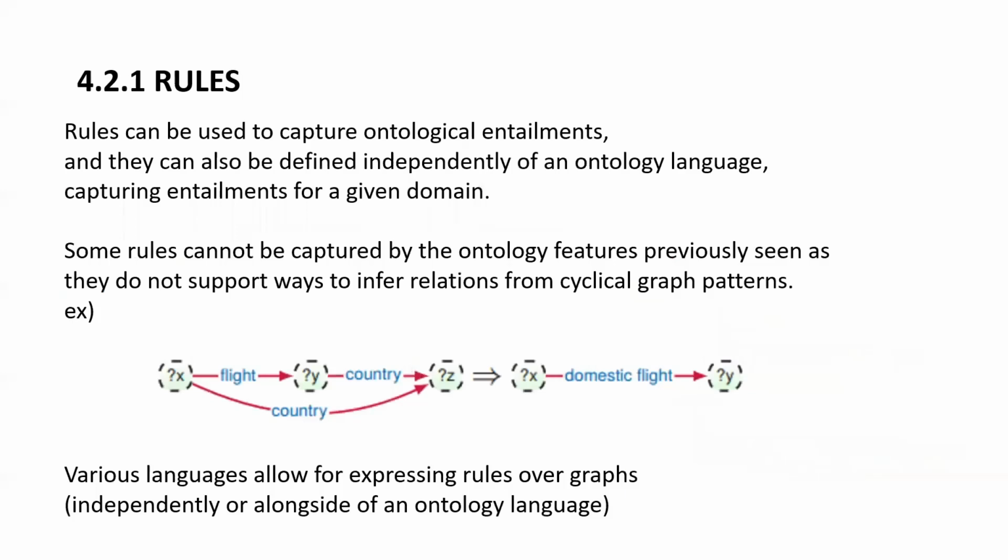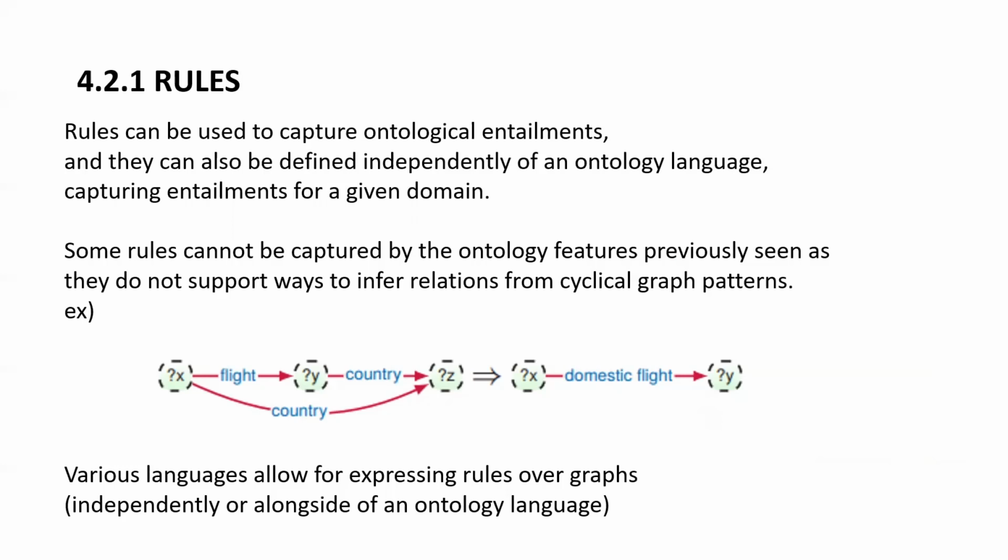A rule can be used to partially capture ontological entailments, but it can also be defined independently of an ontology language by capturing entailments for a given domain. Some rules cannot be captured with previous ontology features because they do not support relational inference in cyclical graph patterns. As an example, a domestic flight cannot be inferred using only flight and country.